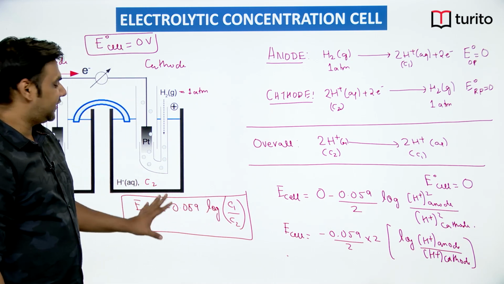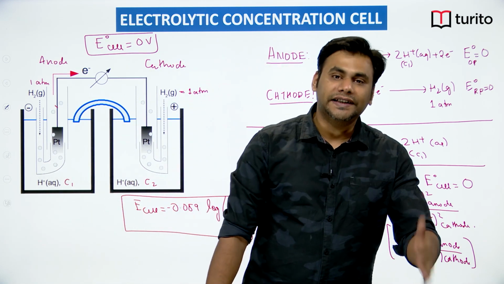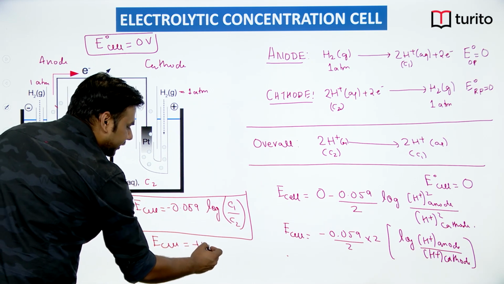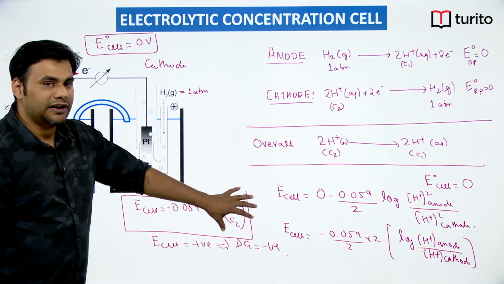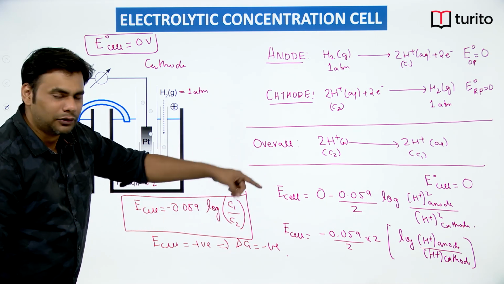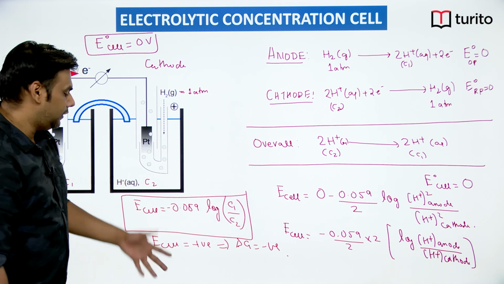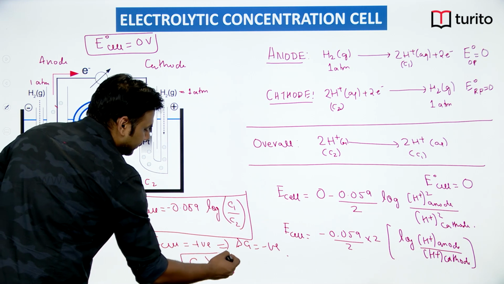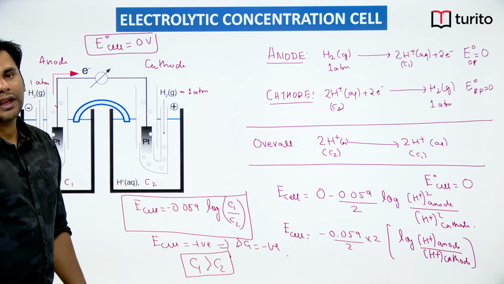Okay, so for this cell to be spontaneous, we know that a cell will only be spontaneous when its E cell is positive. Okay, so for E cell to be positive, so that delta G is negative and the cell is spontaneous, we know that C1 should be less than C2, so that this log term would be negative. Sorry, C1 should be greater than C2, so that this log term would be positive, and when this gets multiplied with a negative sign, it will become negative. So for this cell to be spontaneous, C1 should be greater than C2. Okay, hope this is clear to you. So for this cell to be spontaneous, C1 has to be greater than C2.